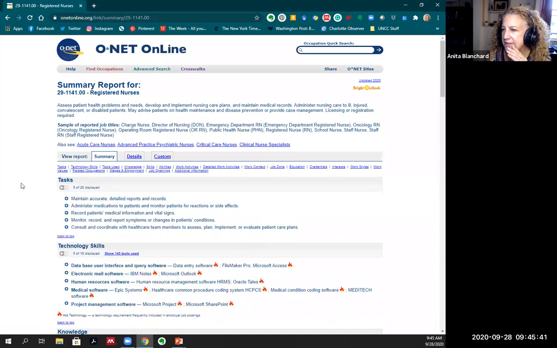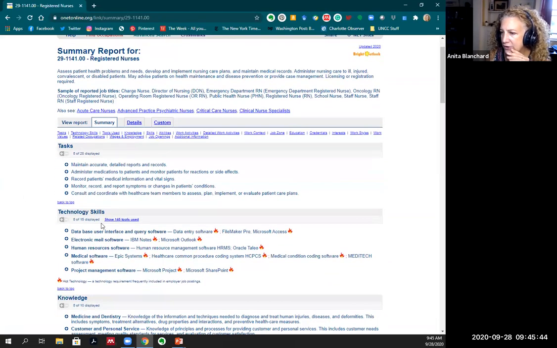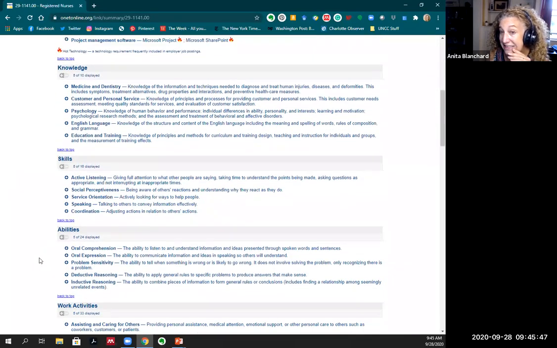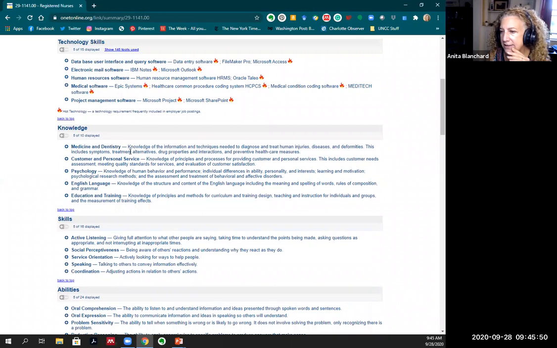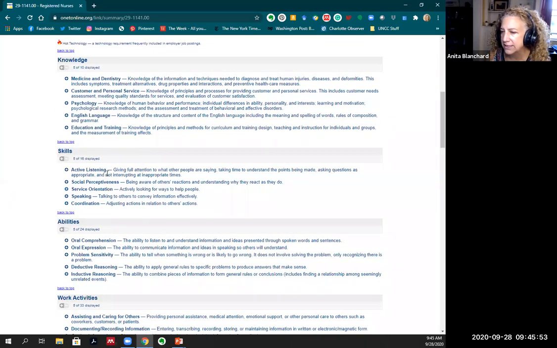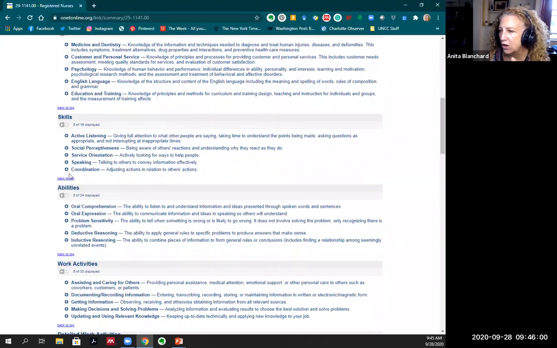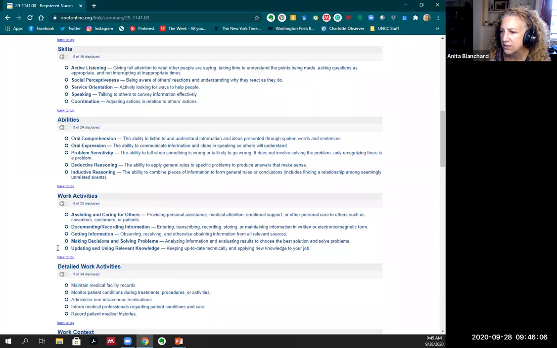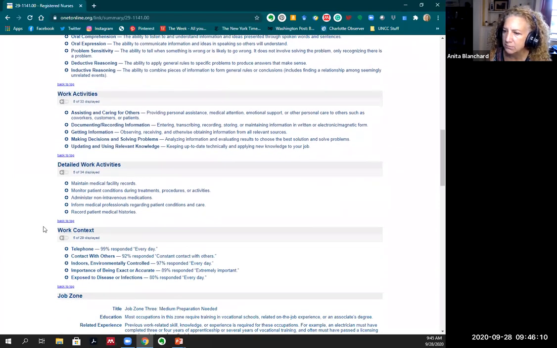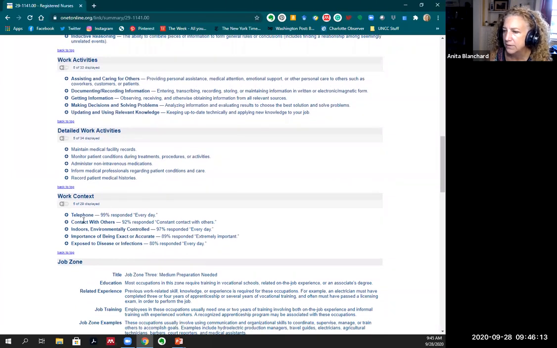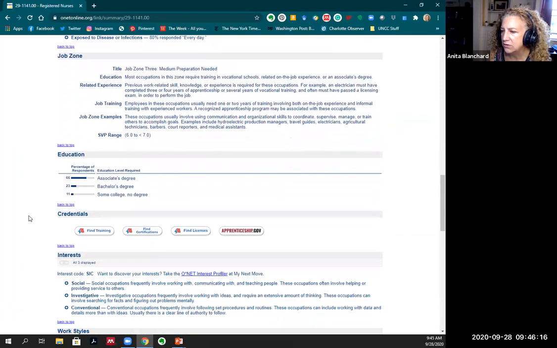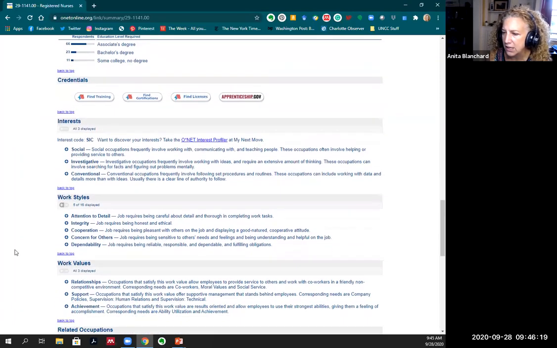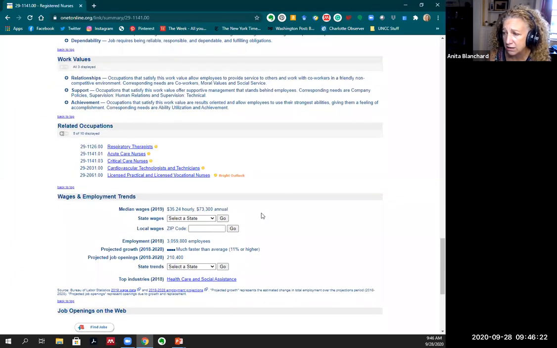Okay, and it gives us a summary of the tasks, the technology skills, the KSAs. Knowledge, they need knowledge in medicine and dentistry. They need to have active listening skills, and then abilities. Oh, and oral comprehension. I always switch those up. You can look at all the things here for this, what work activities they're going to do, detailed work activities, where they're going to work. The work context, job zones, interests that they have, work styles, work values, related occupations. And down here, I really hope you see this.